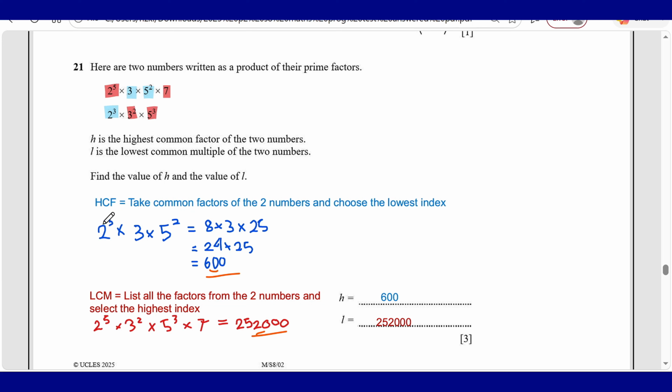Then we multiply: 2 cube is 8 times 3, 5 square is 25. Then we multiply this one, 8 times 3 is 24, 24 times 25 is 600. So for LCM, we list all the factors and take the highest index, that will be 2 cube, 3 square, 5 cube and 7. So that will give the product of 252,000.